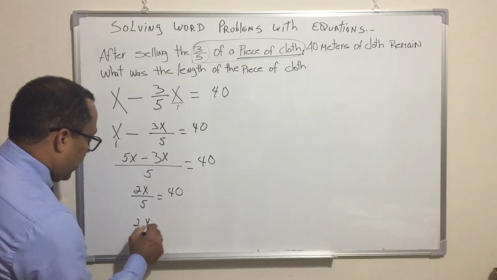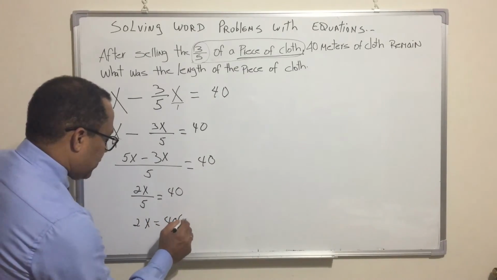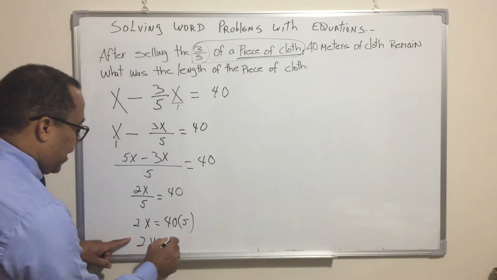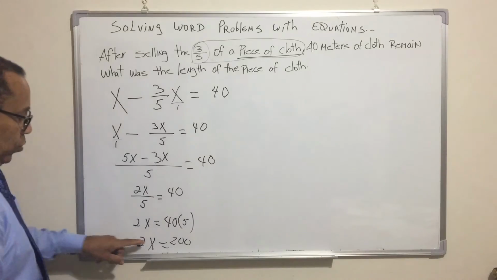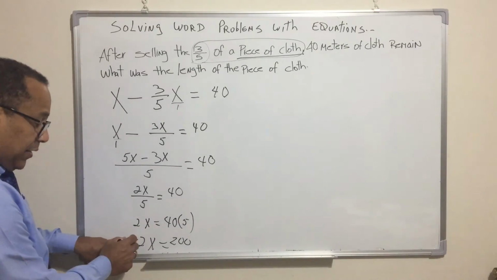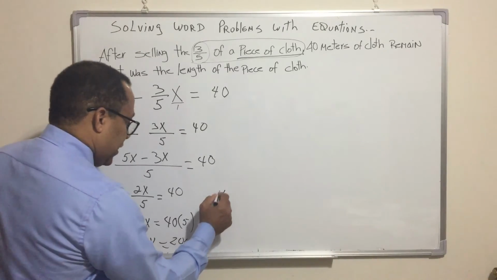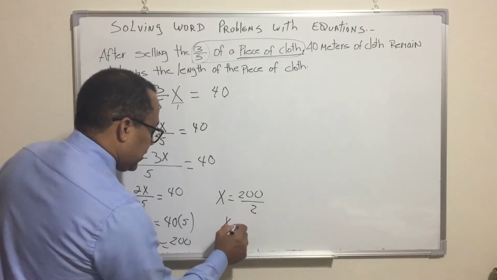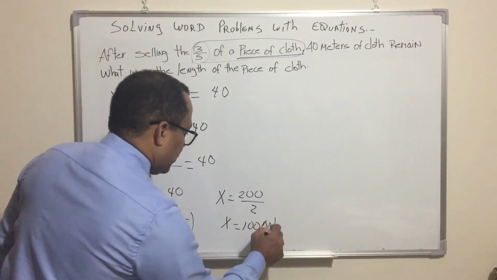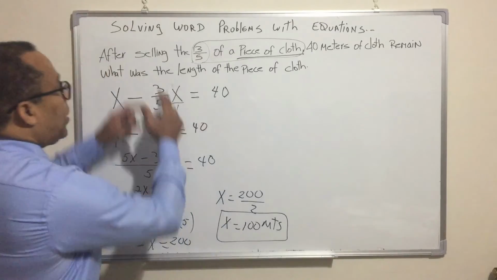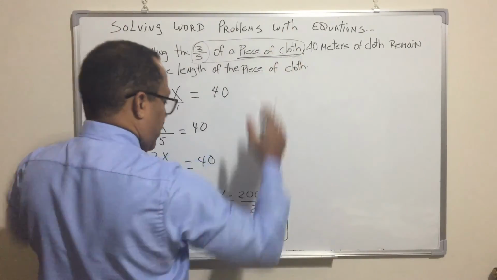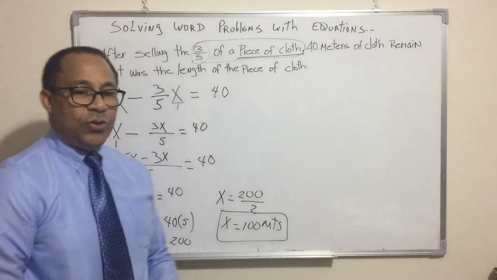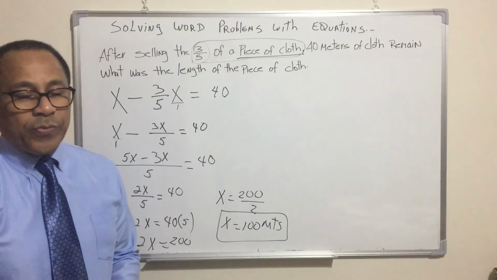So we have 2x equals 40 times 5. 2x equals 40 times 5 is 200. 2x equals 200, the number 2 is multiplying. It goes dividing. So x will be 200 divided by 2. x equals 100 meters. The length of the piece of cloth was 100 meters. And this is the way you use equations to solve word problems.